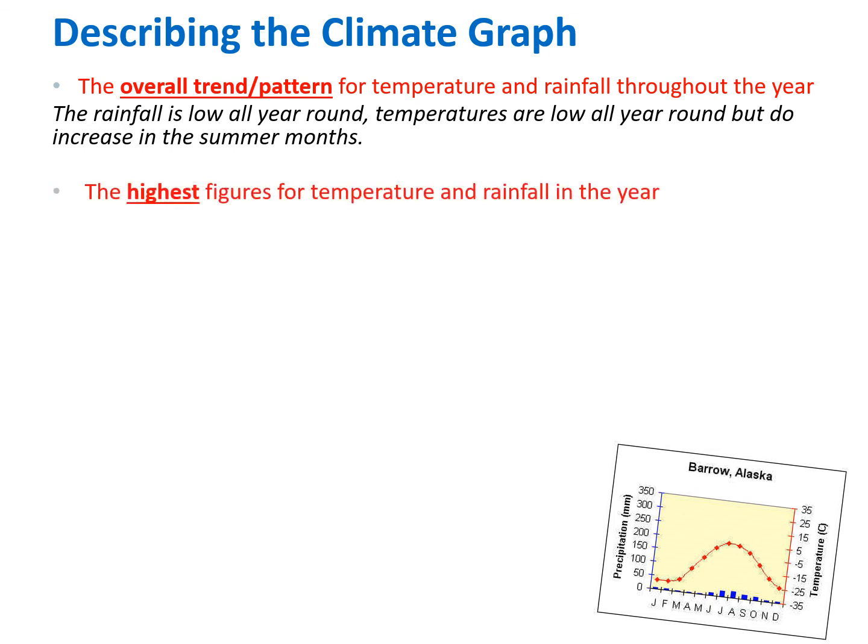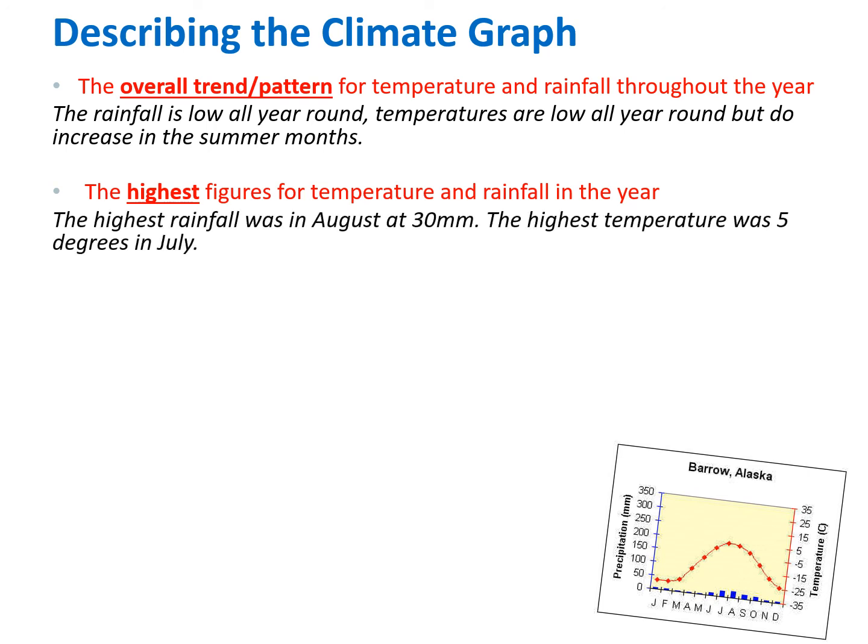Happy days. The highest figures for temperature and rainfall in the year, that's the next thing you're going to want to talk about. And in the case of our example here, the highest rainfall was in August at 30 millimetres, and the highest temperature was 5 degrees in July.